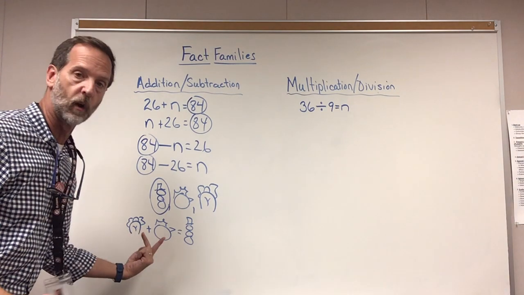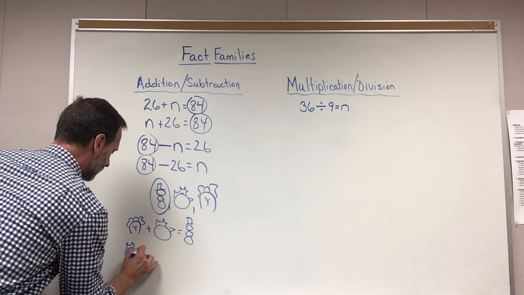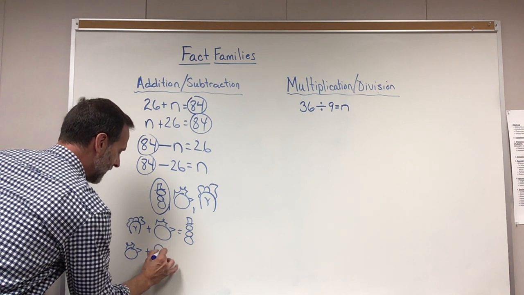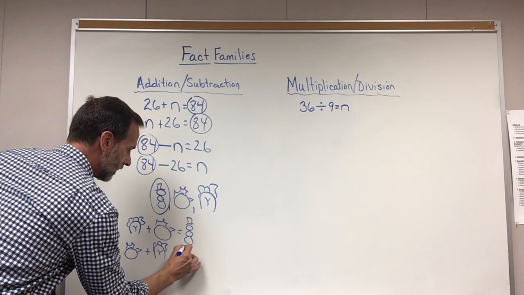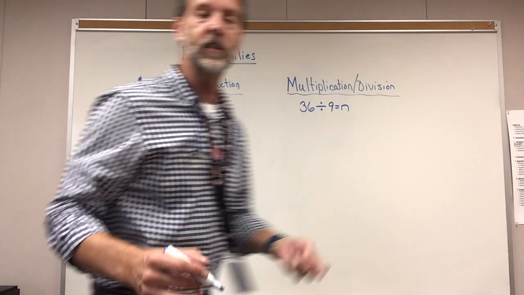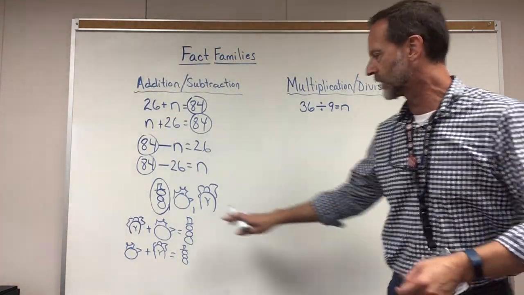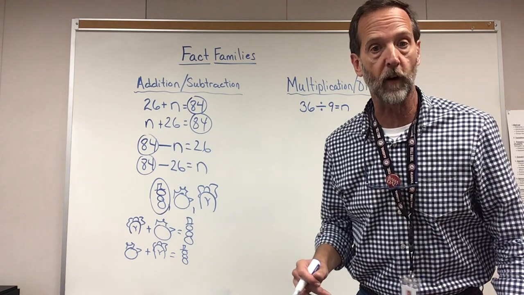Or I could switch those, right? And I could write chicken head plus elephant butt equals snowman, right? And then I could write subtraction. Now, what's going to have to come at the beginning of my subtraction? Look at it. The snowman is the big number. What's coming at the beginning? Snowman's got to come first, right?